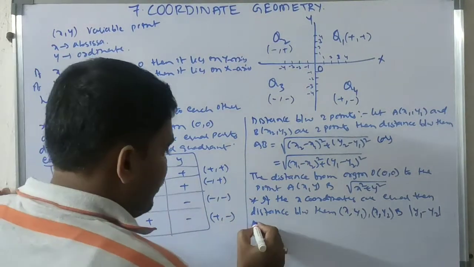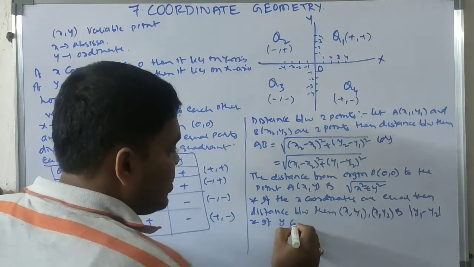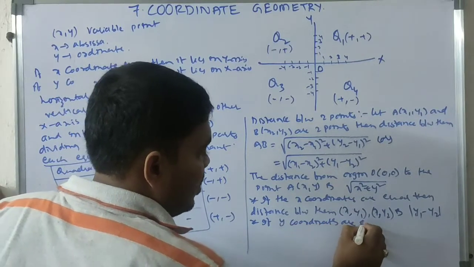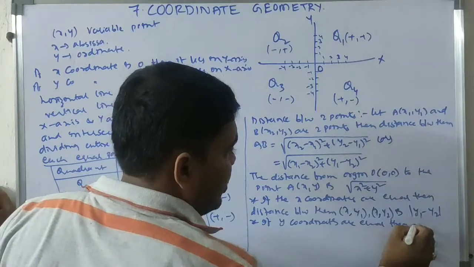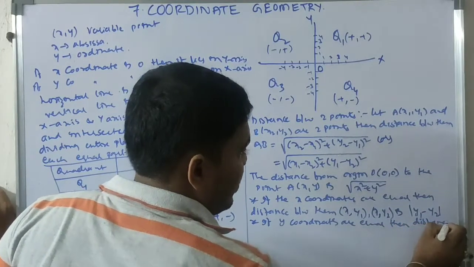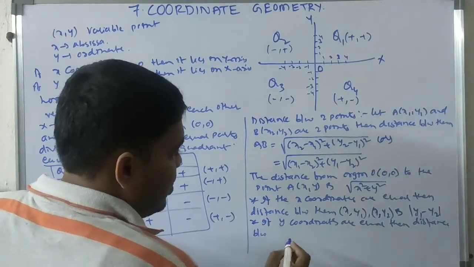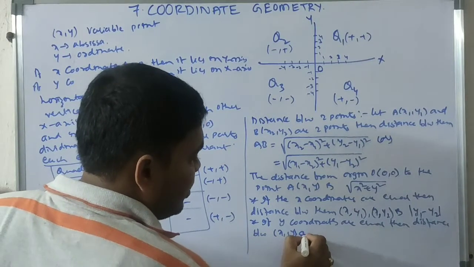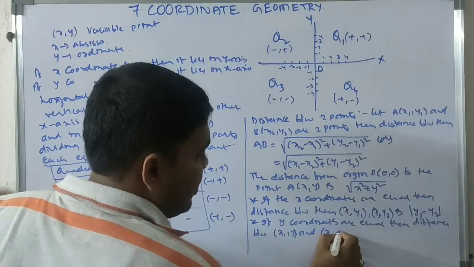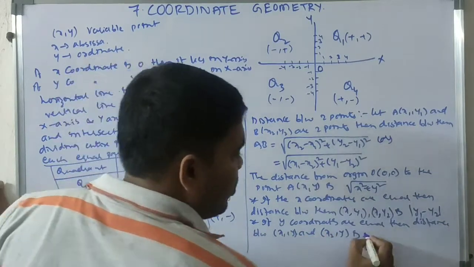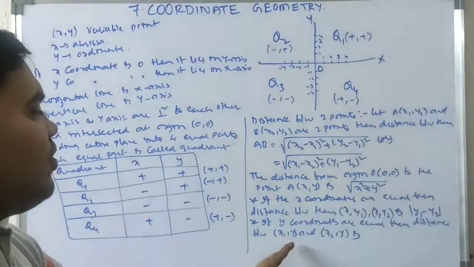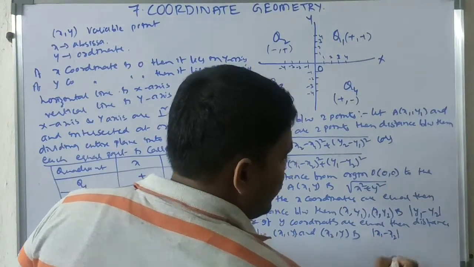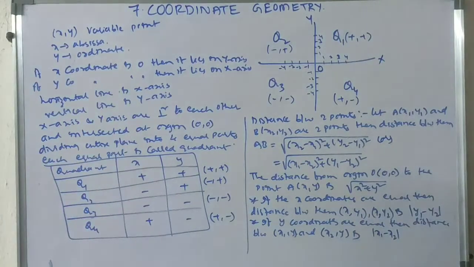Similarly, if the y coordinates are equal, then the distance between x1 comma y and x2 comma y is mod x1 minus x2. So here the y coordinates are equal, and the distance between them is mod x1 minus x2. So this is the distance between 2 points.